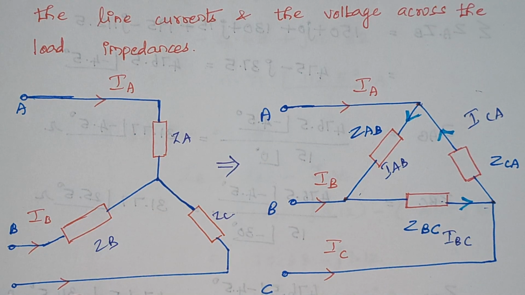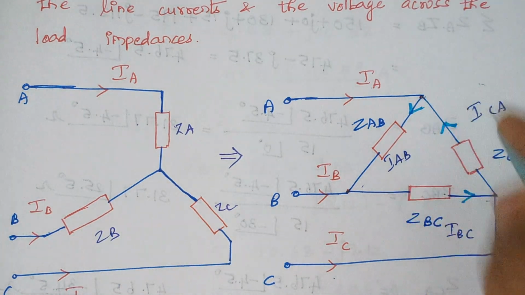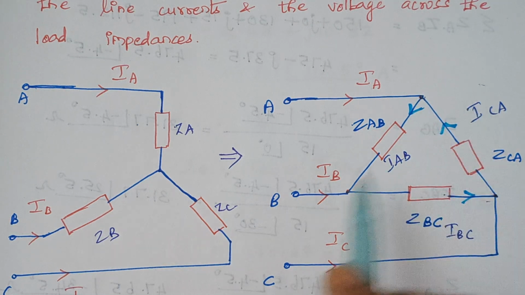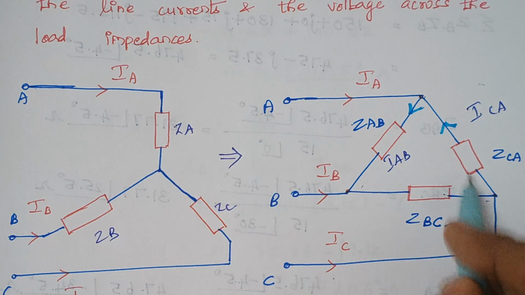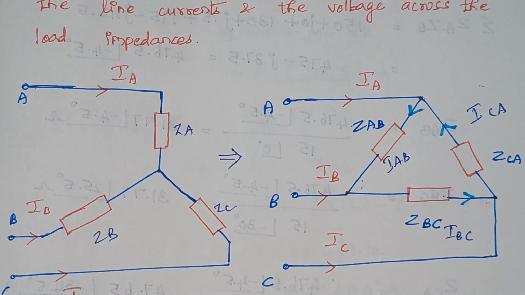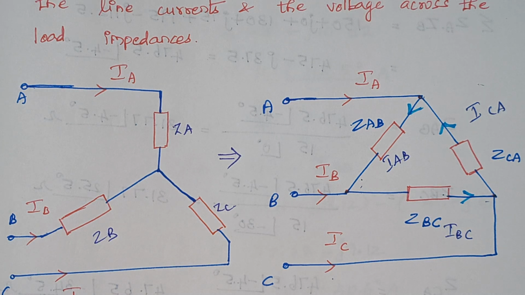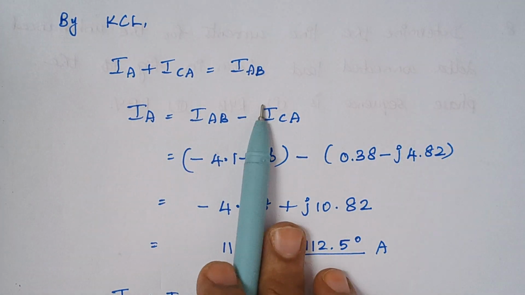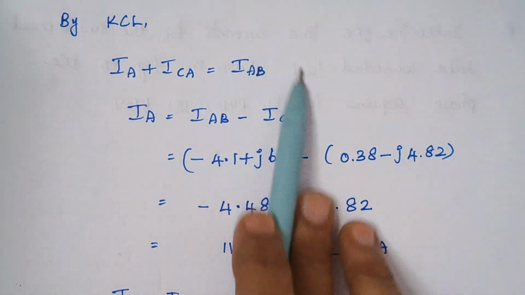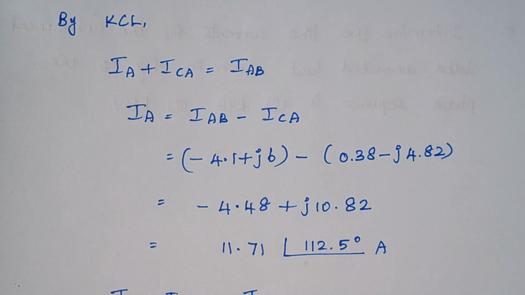But what we actually need here is IA, IB and IC. Therefore we are going to apply Kirchhoff's current law, right? When you consider this node, what are the currents that flow towards the node? IA and ICA flow towards the node, and IAB is the current that flows away. Therefore IA plus ICA is equal to IAB. This is what I had written here, but what we need is IA. So IA is nothing but IAB minus ICA. We know all the values, so just substitute and find the answer.